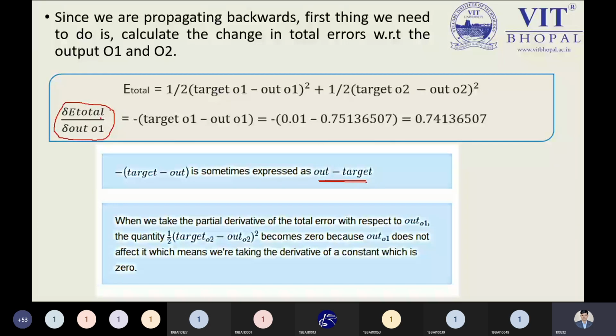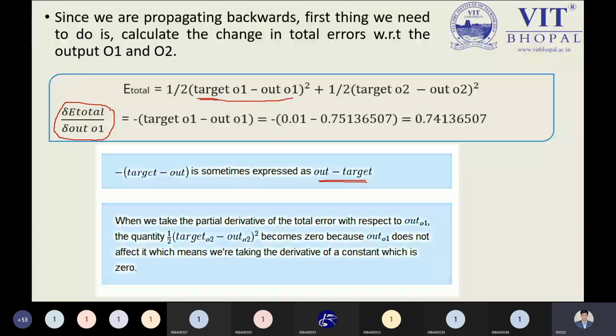What is the formula of the total? Of course, target minus out, as we know. So this is the step. From these steps, we have to use this part right now. What is the formula of the E total actually? 1 by 2 (target O1 minus out O1) whole square plus 1 by 2 (target O2 minus out O2) whole square. So we will take the values which are required to apply over here.